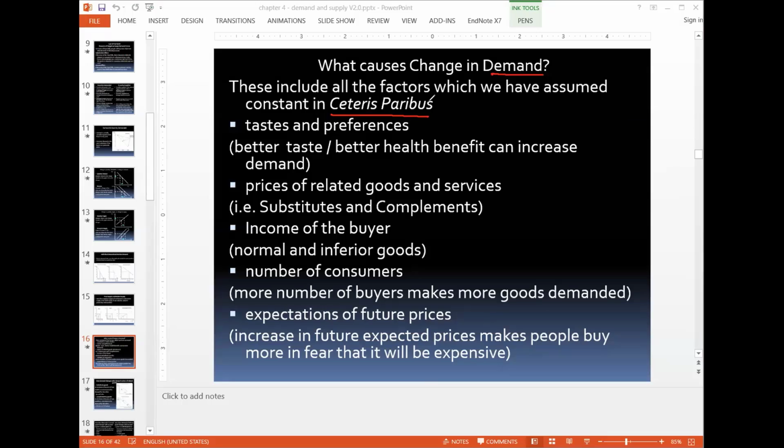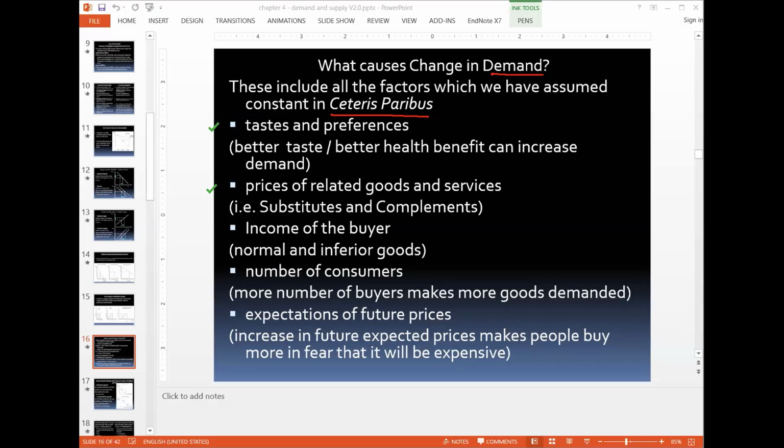So demand will change when other things change. These are some prominent factors that usually change. First is taste and preferences. So we already know better taste or better health benefit can increase demand. So if a customer gets information that the product he was consuming is now beneficial for health, he will increase its demand. Or if the customer thinks that it now has a better taste, he will increase its demand.